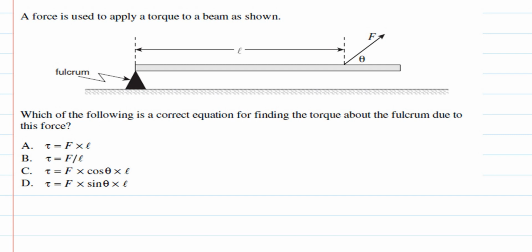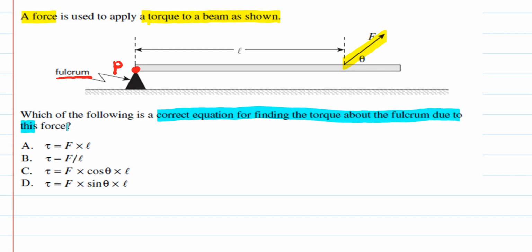Okay, so now we're going to get into some more calculation questions, or we're starting to build towards some calculation questions. In this next question, it states that a force, which is this force right here, is used to apply a torque to a beam as shown. And we have this fulcrum right here, which is like the point P. So this beam is going to rotate around that point P, and the question is, which of the following is the correct equation for finding the torque about the fulcrum due to this force here?